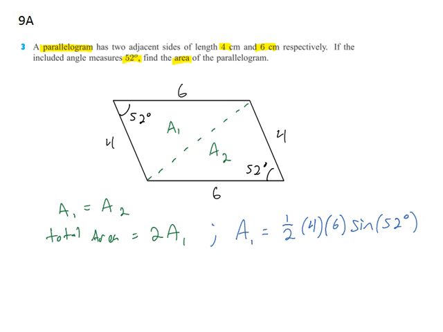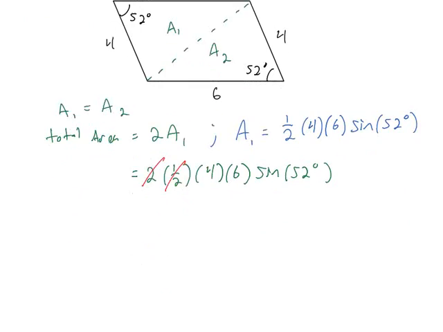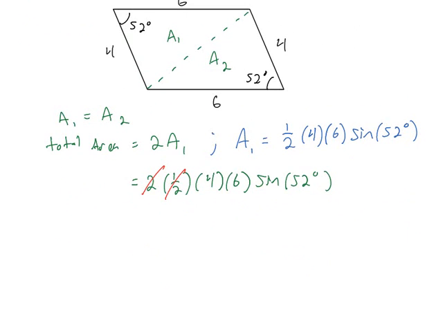Now if we want the total area, going back to the total area, it's just twice that. So twice 1/2 times 4 times 6 times the sine of 52 degrees. Now the 2 and the 1/2 cancel, and that just leaves us with 4 times 6 times the sine of 52 degrees. And when we perform that calculation on the calculator, we're going to get 18.9.